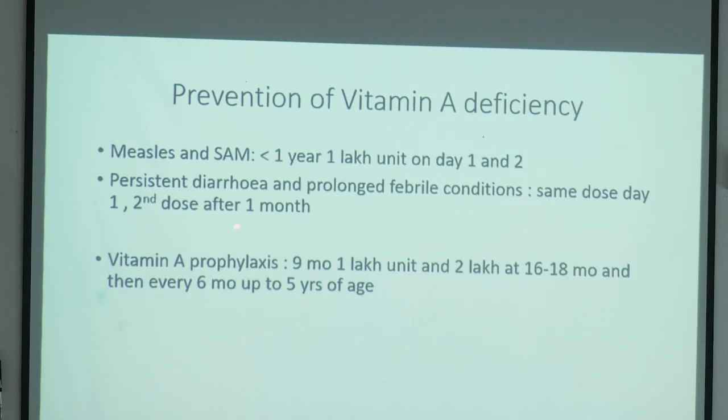The other, vitamin A prophylaxis, I just mentioned. It should be at 9 months, 1 lakh unit, and 2 lakh units at the second dose.